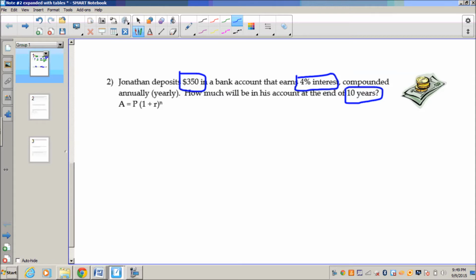This is the formula that's given that's going to help us calculate this. A represents the amount of money that he will have after all the interest is accumulated. P is called the principal. And what that means is the initial amount of money that was invested. So this is the initial amount that was invested.